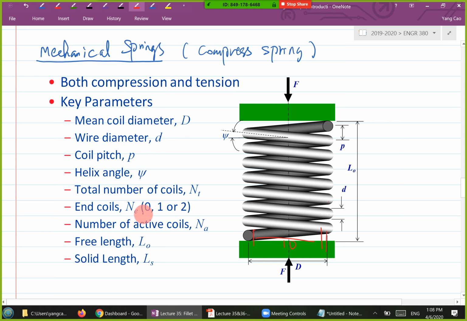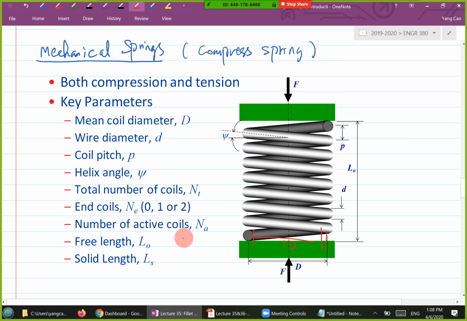End coil, NE, I'm going to look at this shortly. This refers to a different type of spring. As we can see, the endings of springs look different. This is just a plain ending, and that will be 0. There will be other different endings, so we use symbols 0, 1, 2 to reference that type of ending.